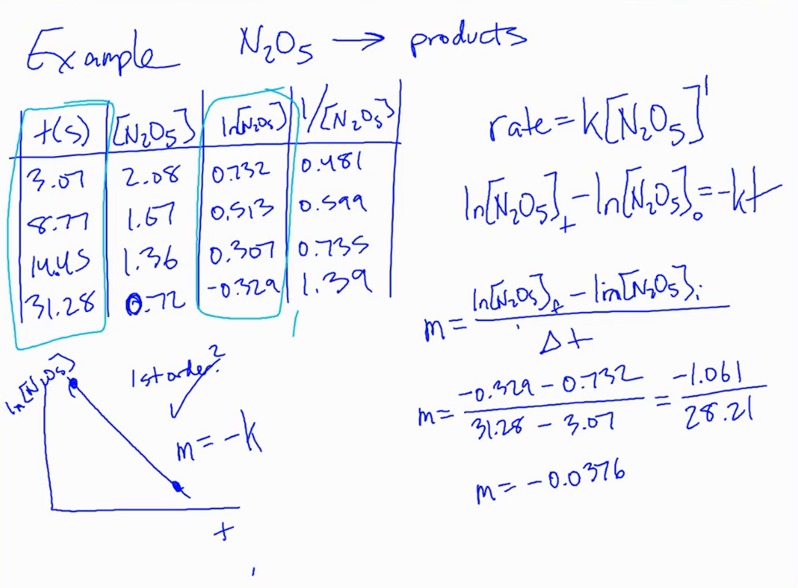So here's my slope, negative 0.0376, which means my K value is positive 0.0376, because the slope equals negative K. So negative times negative 0.0376 is positive.